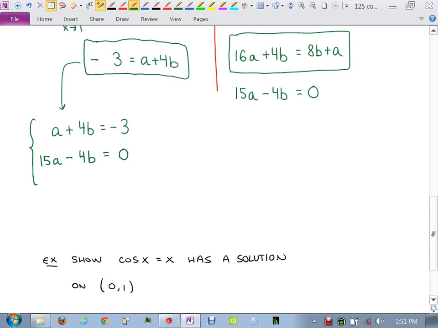Actually, I did this earlier, and I did it by elimination, but I'm just going to do it by substitution just for fun. Okay, so what I'm going to do is I'm going to take the first equation. I'm going to solve it for a. Why did I solve it for a? Because it's by itself. It's easy to get a by itself. And now what do I do with that answer? I take it into the second equation, I replace a with that. So 15 times (-3 minus 4b) minus 4b should equal 0.